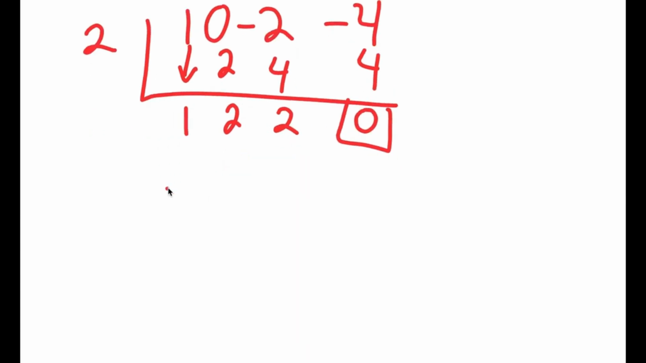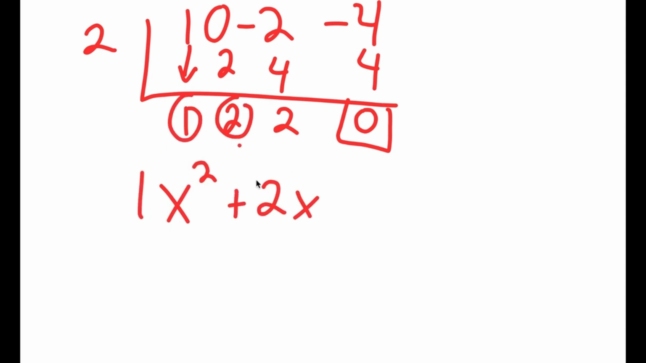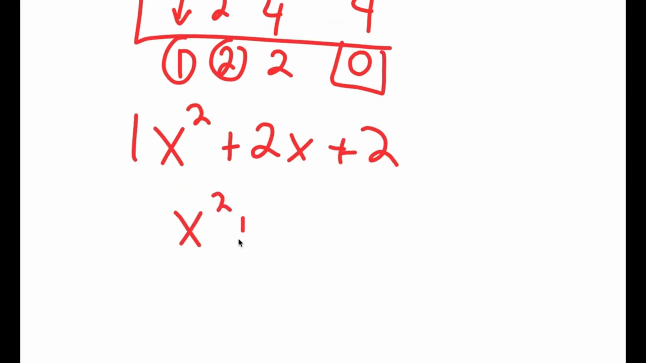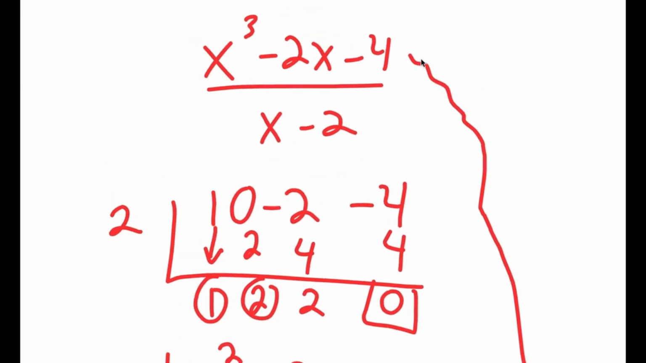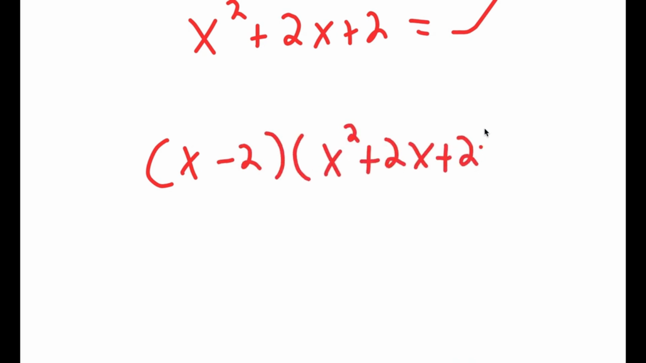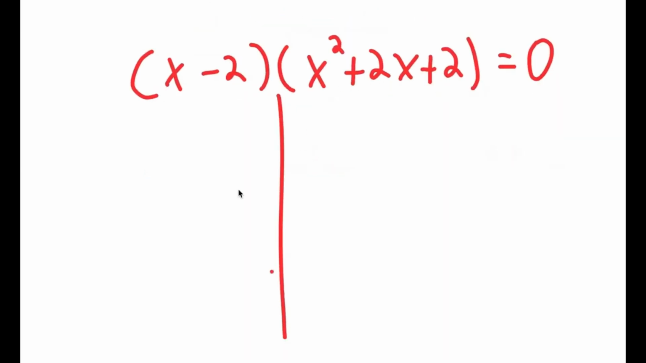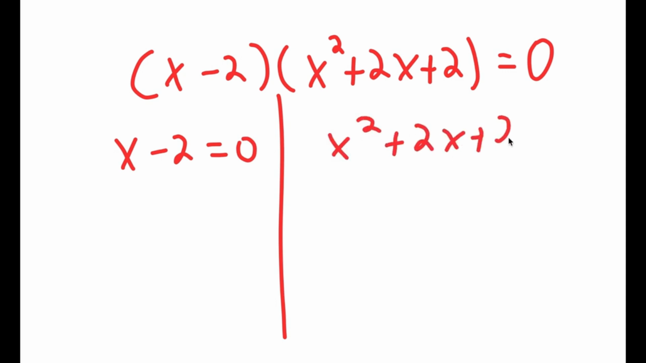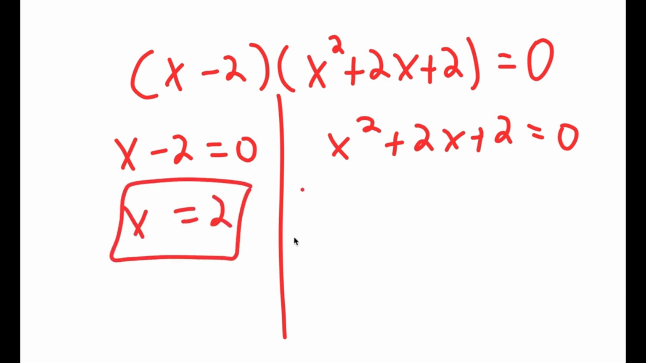So we have a remainder of 0, and we get x squared. Our coefficient is 1, plus 2x, coefficient is 2, plus 2 at the end. So I get x squared plus 2x plus 2 is equal to this. And this also means that x minus 2 times x squared plus 2x plus 2 is equal to 0. So for this equation, I get x minus 2 is equal to 0, and x squared plus 2x plus 2 is equal to 0. For x minus 2 equals 0, x is obviously equal to 2, and we already got this solution before, so this is no surprise.